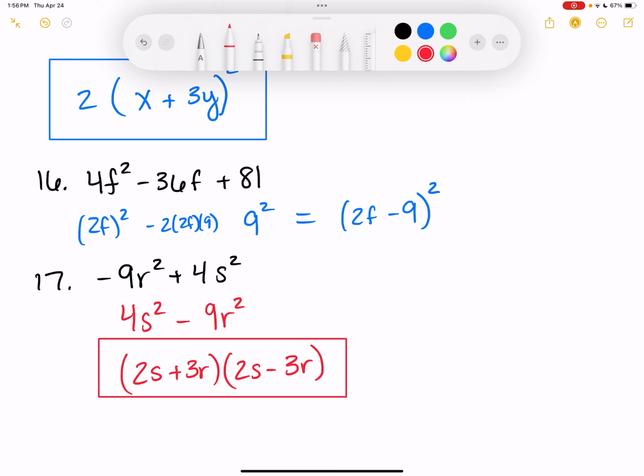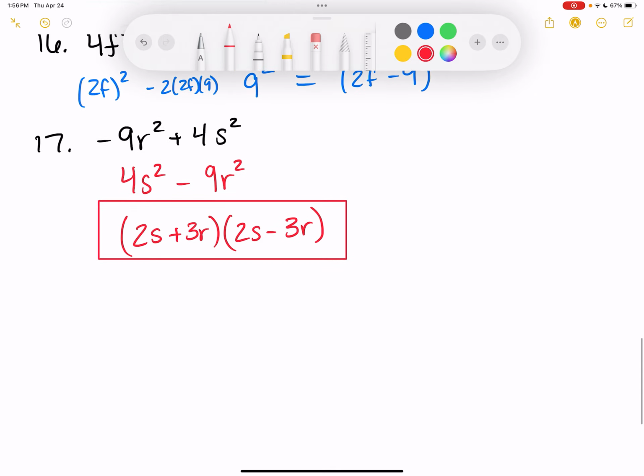I want you to do this one by yourself. 18z squared plus 12z plus 36. So take a minute and try that one.